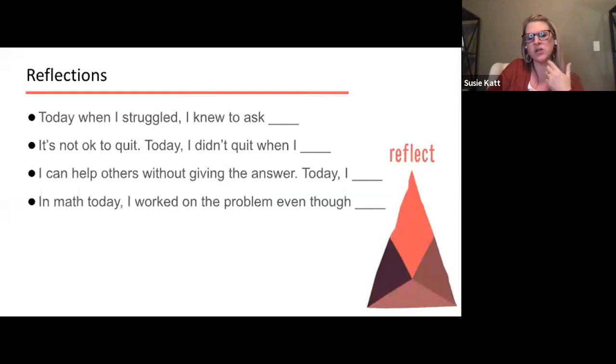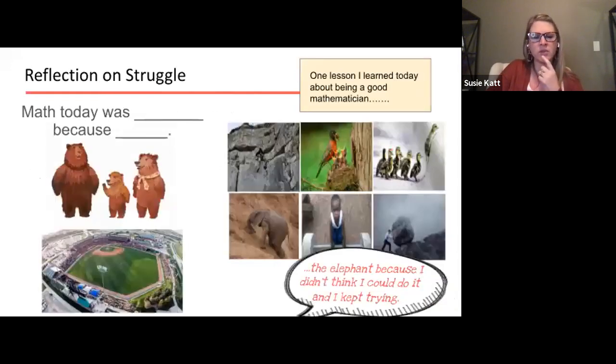Today, when you struggled, I knew to ask this, or what was okay, or, Cindy, can you share what happened to you when you got stuck and what you did to get unstuck? I think those are great things, and to celebrate those actions in the classroom. I love this one: today, math was like the 3 Goldilocks, right? It was too hard, too easy, or just right, and why. I love these analogies, like math today was like a baseball game because, and they could talk.